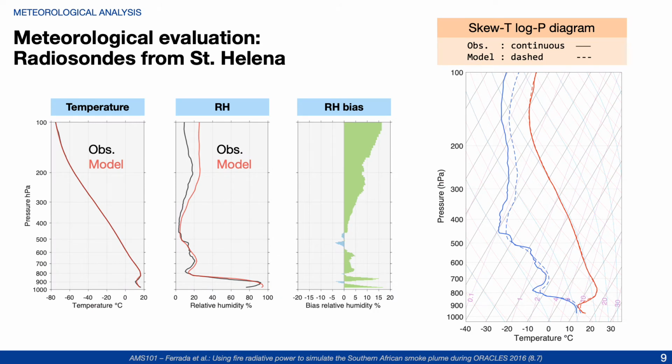We also took atmospheric soundings from St. Helena Island. These are average conditions during September. The SkewT-logP diagram on the right shows the observations as a continuous line and the model in dashed lines. You can see that the model reproduces the air temperature extremely well, with biases in the order of decimals. Also, the relative humidity is very well represented, but with a humid bias in higher levels.